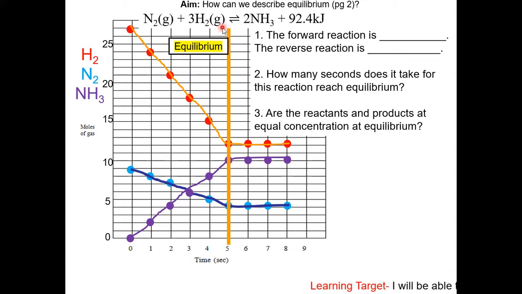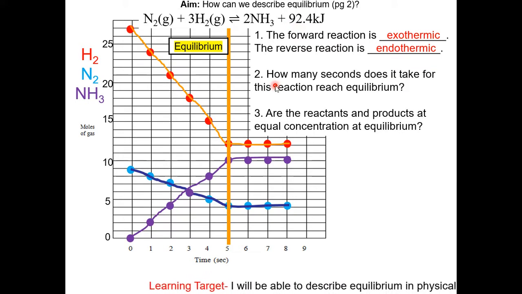Based on the chemical equation and the graph, we'll be answering these 3 questions. The forward reaction is exothermic. The reverse reaction is endothermic, because the energy is on the product side of the chemical equation. How many seconds does it take for this reaction to reach equilibrium? By looking at the graph, it is 5 seconds.